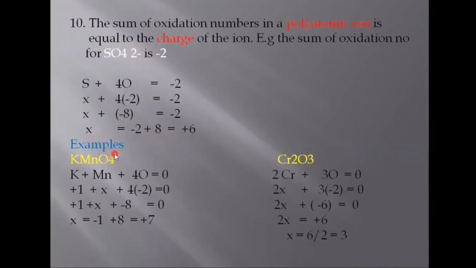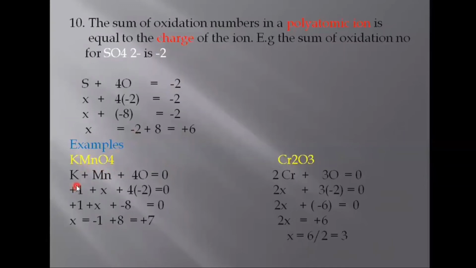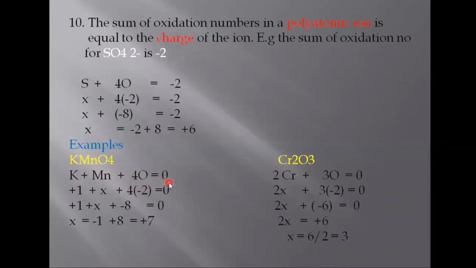Now other examples are KMnO4 and Cr2O3. Let's first solve KMnO4. This chemical formula consists of potassium, manganese, and 4 oxygen atoms. As this is a neutral compound, the sum of these oxidation numbers must be equal to 0. Potassium belongs to alkali metal group 1A, so its oxidation number will be +1.